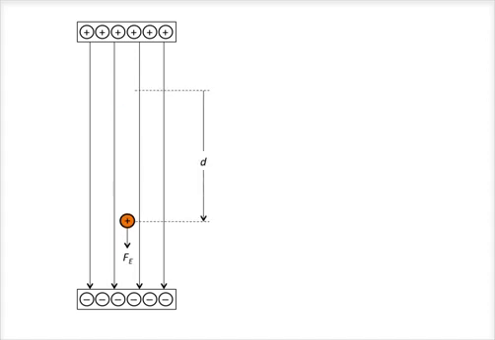But wait, why did it fall? It fell because the electric force pulled it down. So that electric field exerted a force over some distance. The electric field did work. And whenever the electric field does positive work, the charge loses potential energy. Let's summarize.